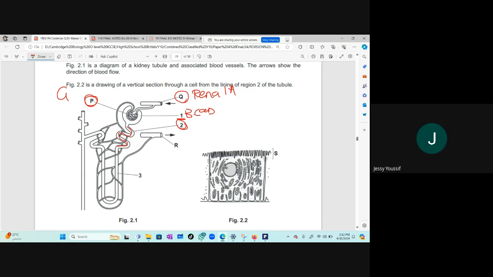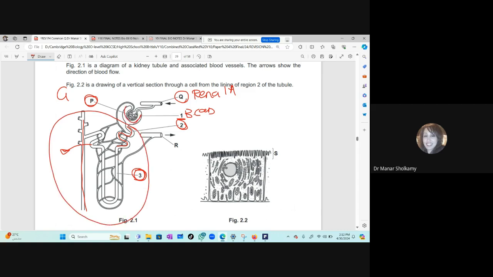Loop of Henle. This is the loop of Henle, my dear. Three, this is the proximal tubule. Proximal, it's close. And this, in case they ask you, but they don't, is the distal tubule, yes, and this is the collecting duct. And all this collectively is called the tubules.